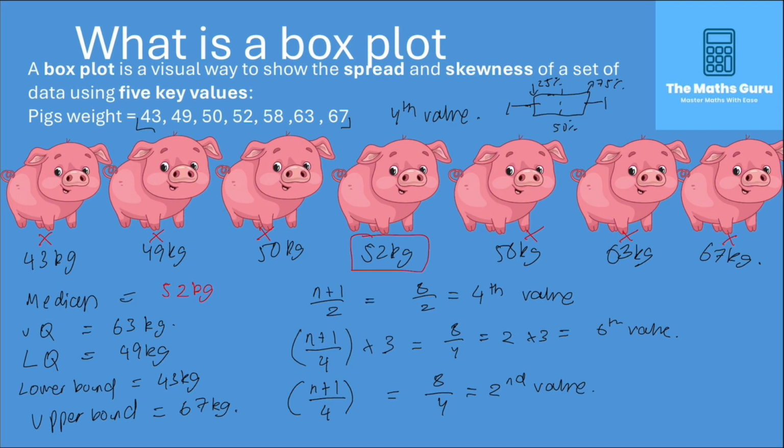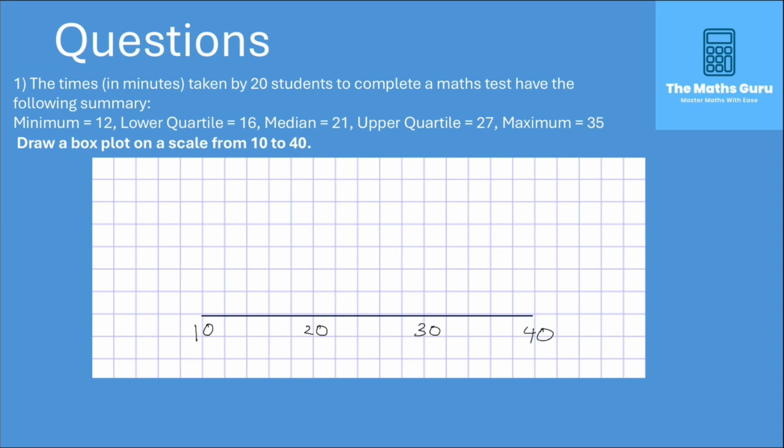Now let's look at some questions where we can actually go into drawing some box plots. So we're told that the time in minutes taken by 20 students to complete a maths test have the following summary. Our minimum value, so our lower bound, is equal to 12. Our lower quartile is equal to 16. Our median is equal to 21. Upper quartile 27, and our max point is 35.